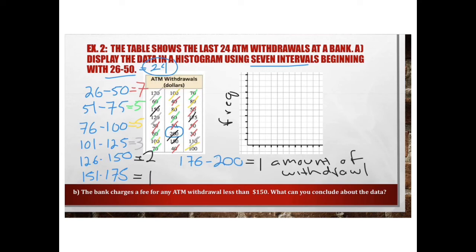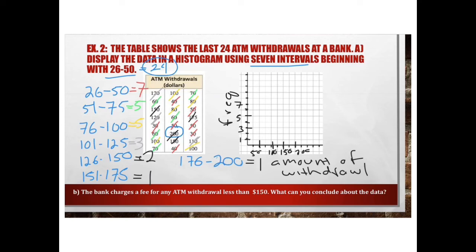Okay, for our scale, I know for my x values, I'm going from 26 to 200, so I've got to factor that in. And then for my y values, I'm going from 0 to 7, 7 being the highest frequency. All right, so go ahead and set up your scale, and then check back in, and we'll see how yours compares with mine.